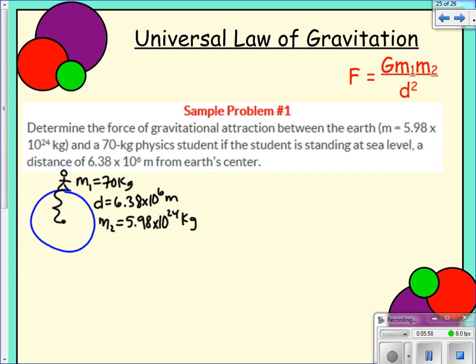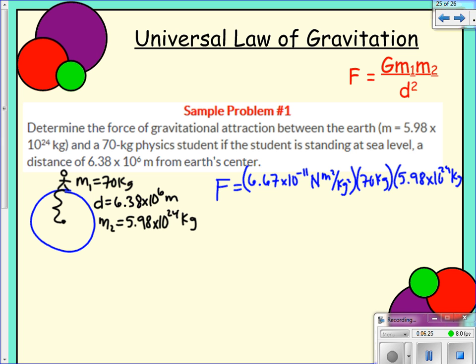Let's come back to the problem and let's solve this. So we have our two masses. We have our distance. They're all in the right units. So now all we have to do is calculate. The force is going to be the gravitational constant of 6.67 times 10 to the negative 11th newton meters squared over kilograms squared, times 70 kilograms, times 5.98 times 10 to the 24th kilograms, and that is all divided by our radius of 6.38 times 10 to the 6th meters, and then do not forget to square it. That is a commonly missed thing.